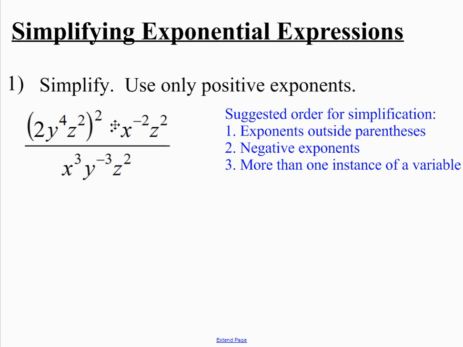How will I know? Well, it can't have any negative exponents, first off. It can't have any exponents outside parentheses. And you can't have a particular variable more than once. I can't have y in the numerator and y in the denominator. If you've got a way to go about this, I say go right to it.